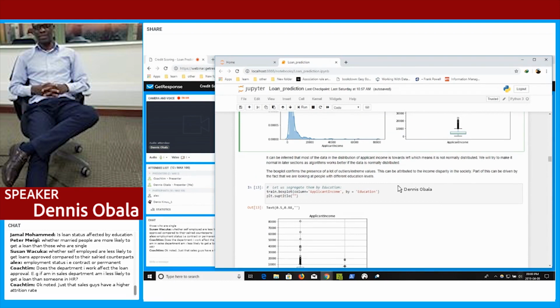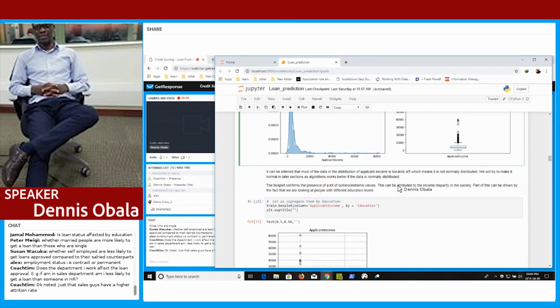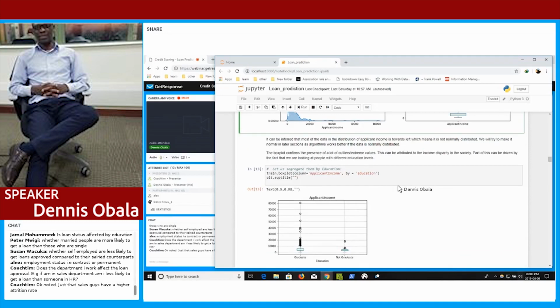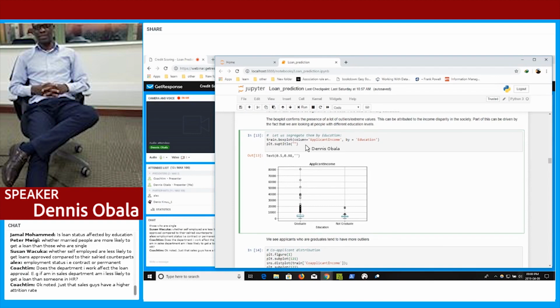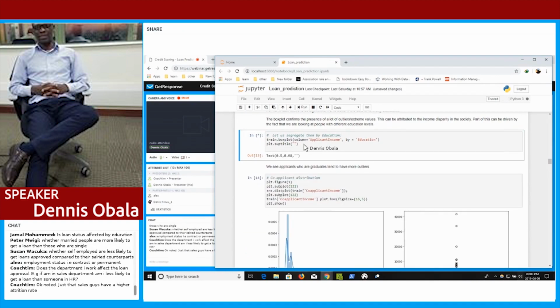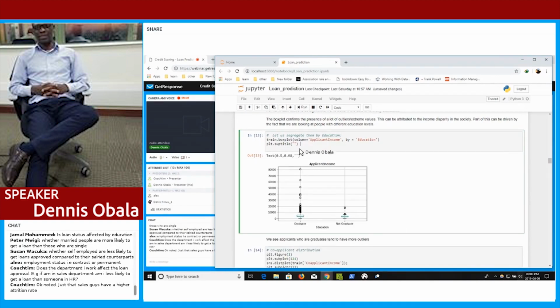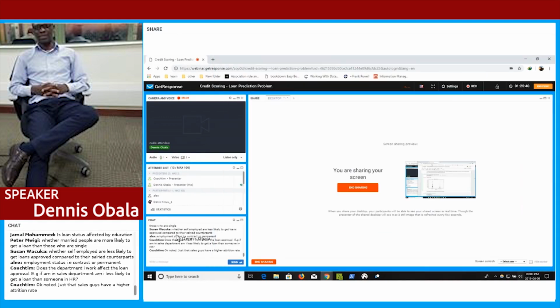So as you can see, most of the applicants' income is towards the left. That's usually expected also in most places. Most of the applicants' income will be towards the left. So here we'll compare applicants' income by education. So as you can see, you are more likely to get outliers in graduate people compared to those that did not graduate.